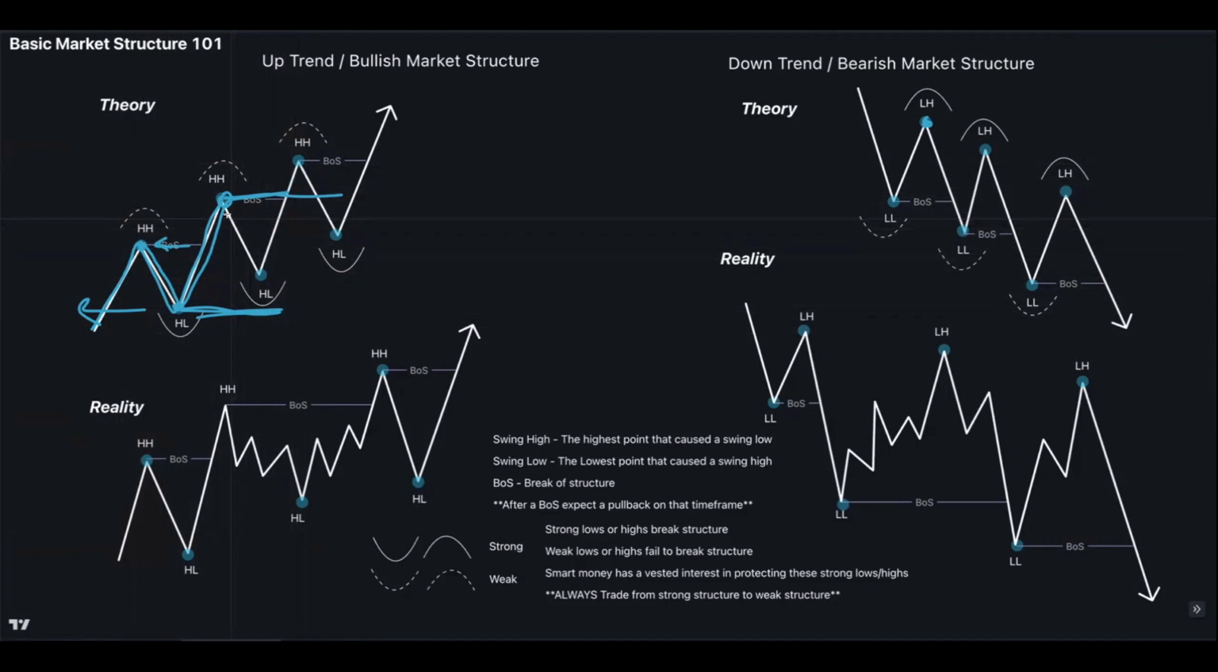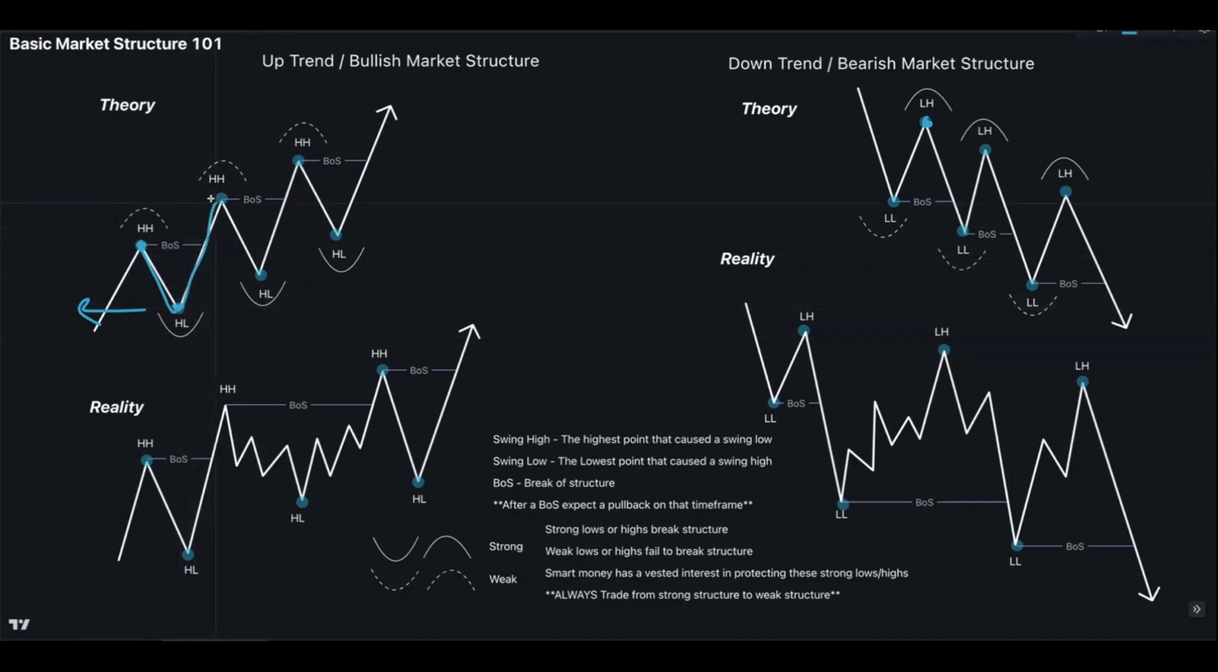But if for some reason price were to close below this range, what do we have now? We have a possible trend change coming our way, and this might turn into a bearish market, right? And these ranges change every time we have a break of structure. That's something people forget about.